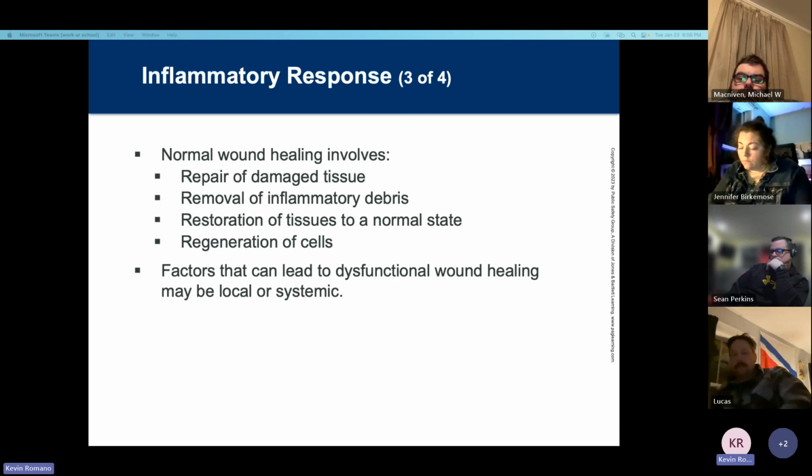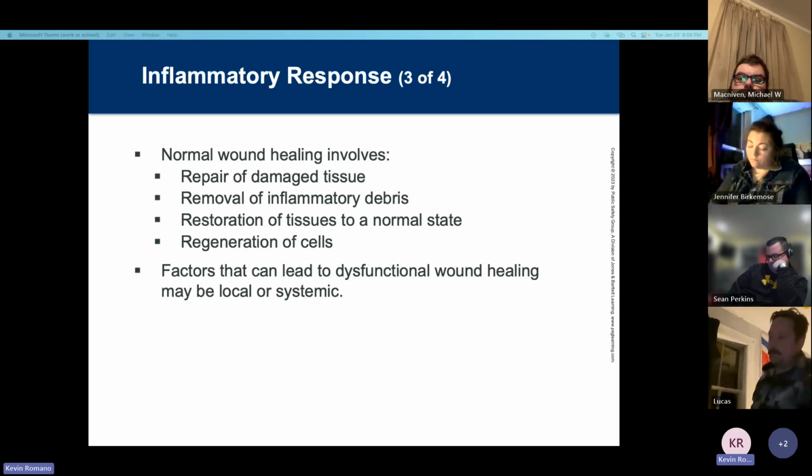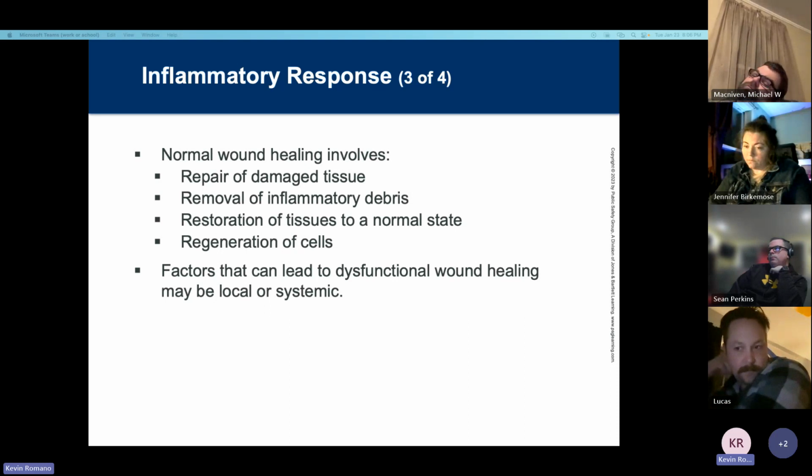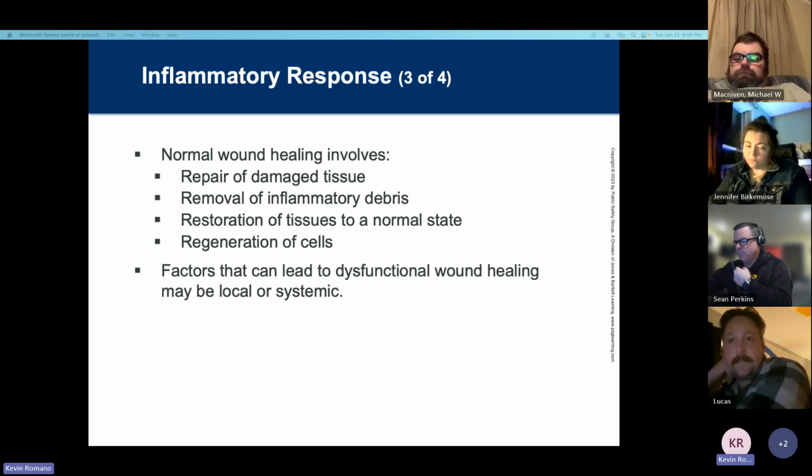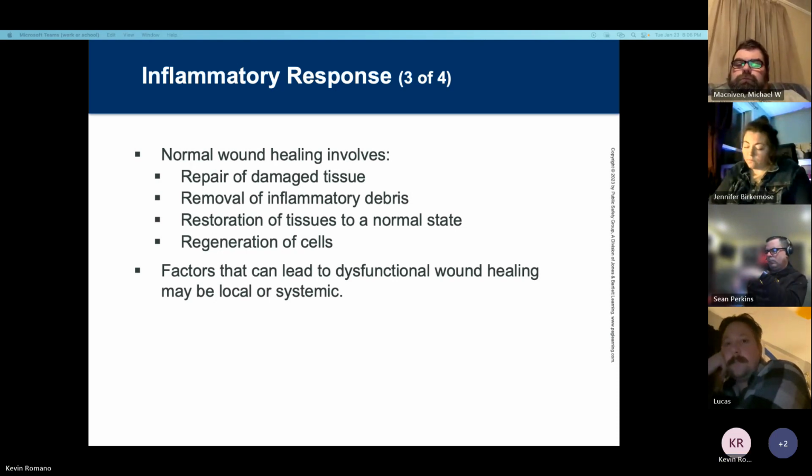Factors that lead to dysfunctional wound healing may also be local or systemic. So local factors include infection, inadequate blood supply, or foreign bodies, whereas systemic factors include inadequate nutritional intake leading to insufficient levels of collagen. Also, anything that interferes with the epithelialization or wound contraction, hematologic abnormalities, diabetes, AIDS, and use of corticosteroids.